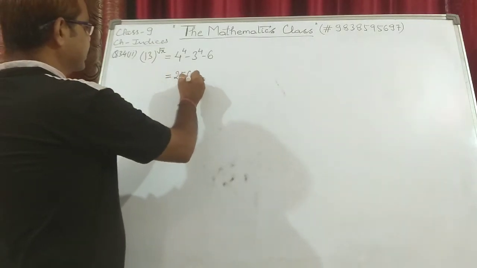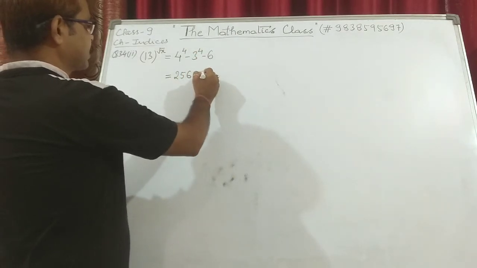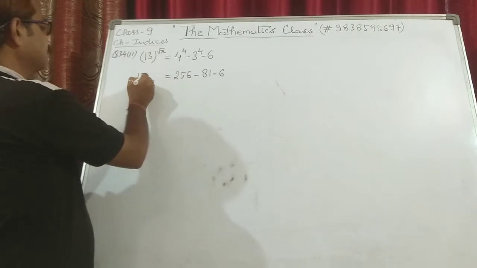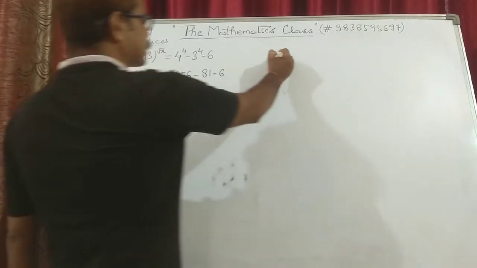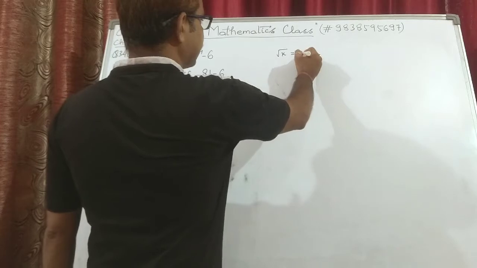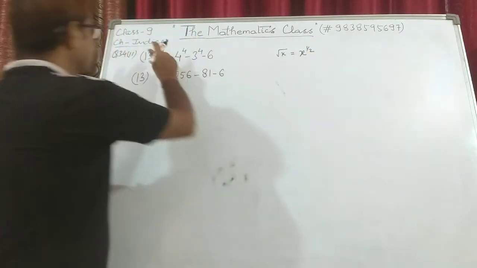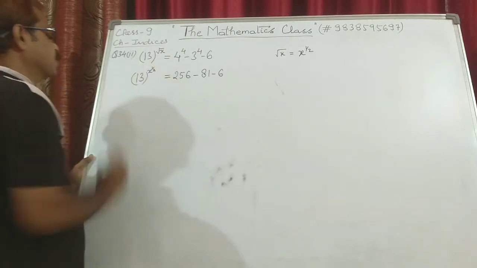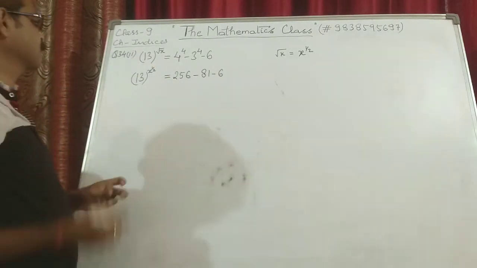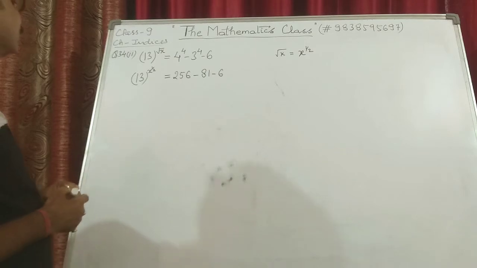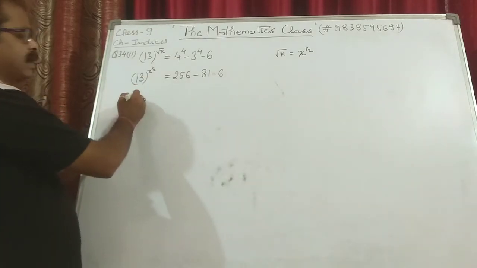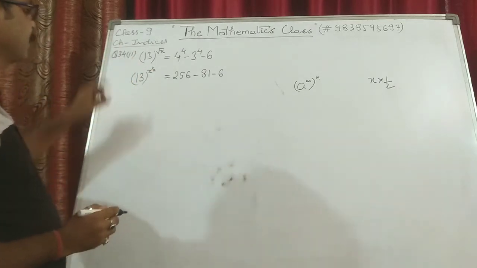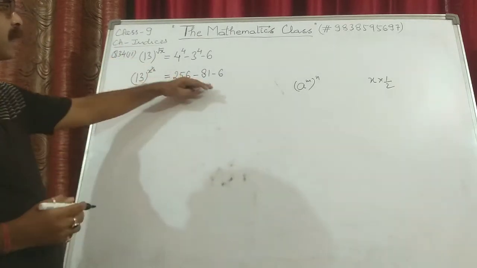So 256 minus 3 times 3 is 9, 3 is 26, 3 is 81, and minus 6 is equal to 13 to the power root x. Root x can also be written as x to the power 1 upon 2. So I am writing this root x as x to the power 1 upon 2. It means this can be written as 13 to the power x to the power 1 upon 2. We will not change anything over here. First we will try to solve it.